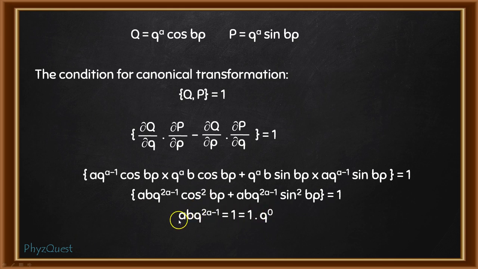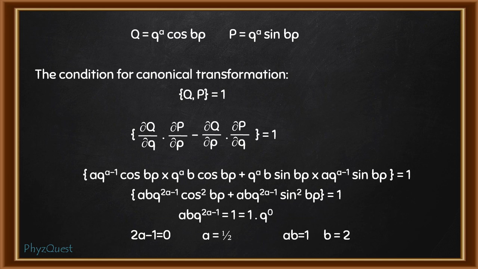So we have to compare this expression with this expression. So that means from this expression what we have got, that is ab is equal to 1 and 2a minus 1 equal to 0. So when 2a minus 1 equal to 0, it will give a is equal to 1 by 2. And second relationship we have got ab equal to 1. We have already calculated a as half. So ab will be equal to 1 only when b is equal to 2. So we have found out the constant values where a is equal to half and b is equal to 2.